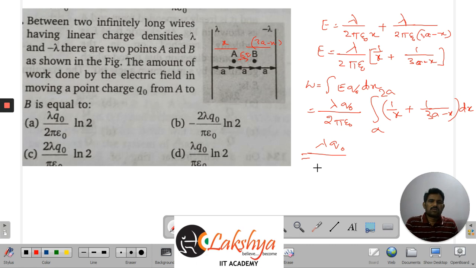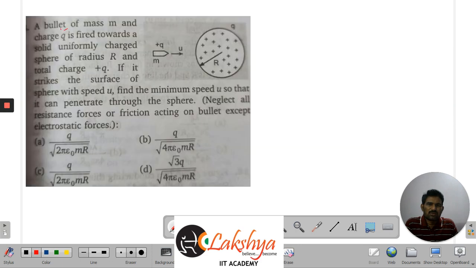you can integrate this expression, and you will get ln 2a by a, and similarly here you need to substitute those values. So finally I can write this as lambda by pi epsilon naught into ln 2, and the 2 will be cancelled here. So just integrate and substitute those limits. And one more work done question will be there, so I will explain that.